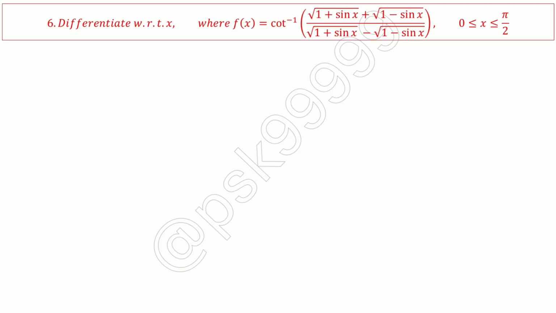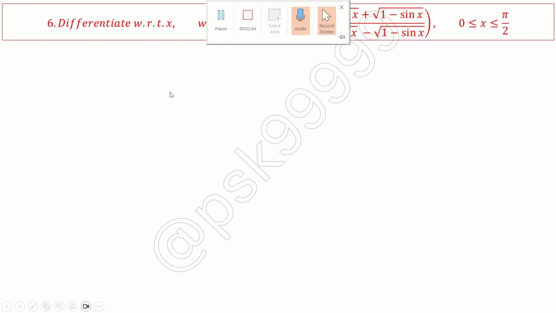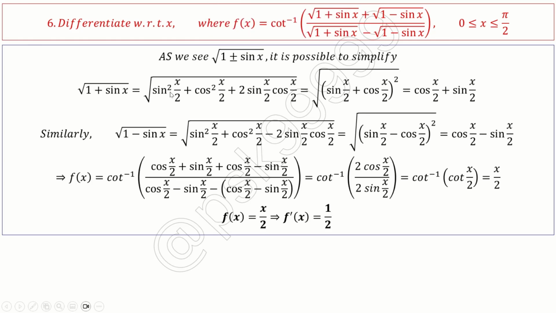Now this one, you look at this one, cot inverse of the big expression. You can apply trigonometric inverse of cot inverse directly and then do it, but let's look carefully. You have square root of 1 plus sin x and square root of 1 minus sin x common, right? So something should strike you. Sin x you can write as 2 times sin x by 2 cos x by 2. 1 you can write as sin square x by 2 plus cos square x by 2. Then it is in the form of a plus b whole square, so I can remove the squares.